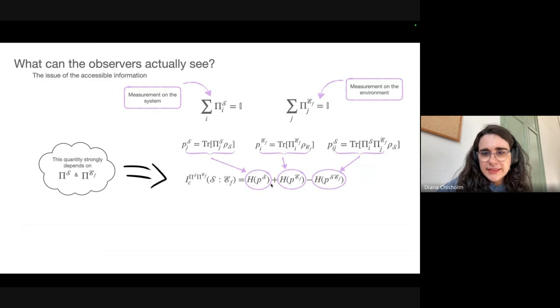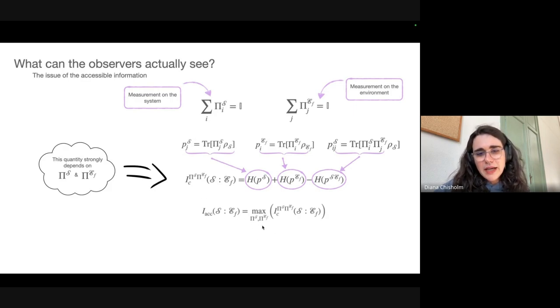And this has the same form as the quantum mutual information, simply that now instead of the von Neumann entropy you have the Shannon entropy. And of course, this quantity heavily depends on which measurements you're specifically performing on the system and on the environmental fraction. But of course, what you can do is maximize over the measurements that you perform, and this way you create a quantity which we call accessible information.